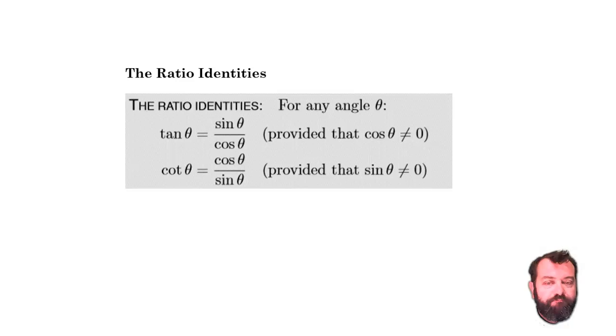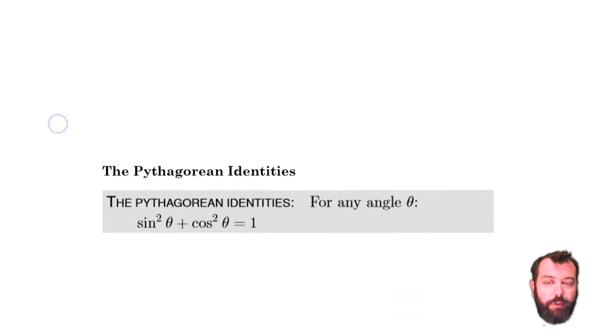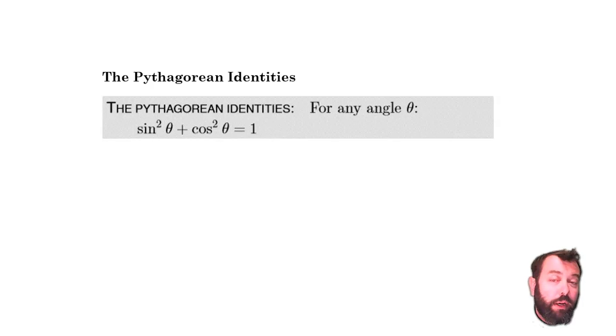Now cot, cos over sine, well, that just follows from cot being 1 over tan. This one here is also important. We could go through the proof for this, and I might do it in class, but sine squared theta plus cos squared theta equals 1. Again, another really useful and very regularly used identity. Sine squared plus cos squared equals 1.